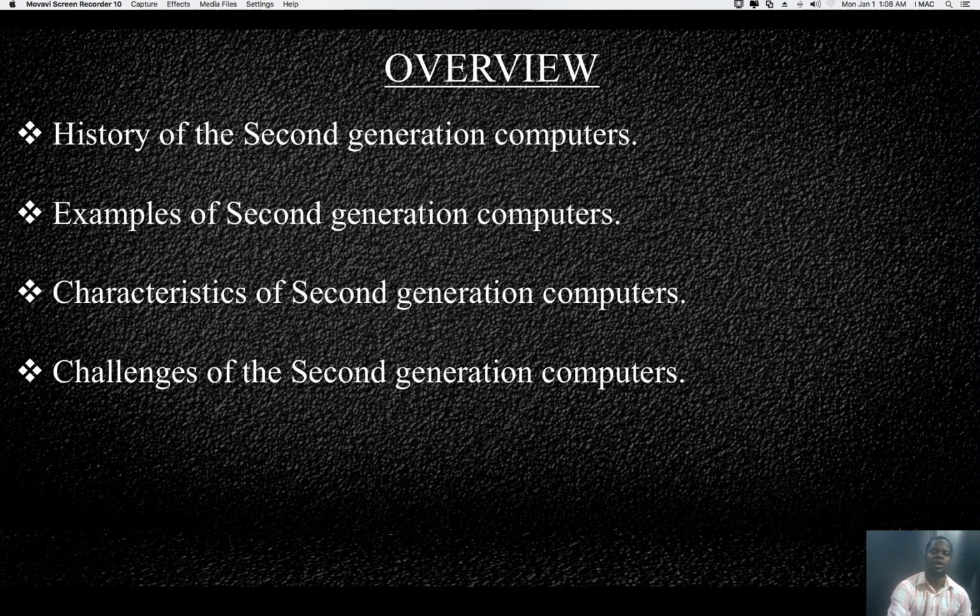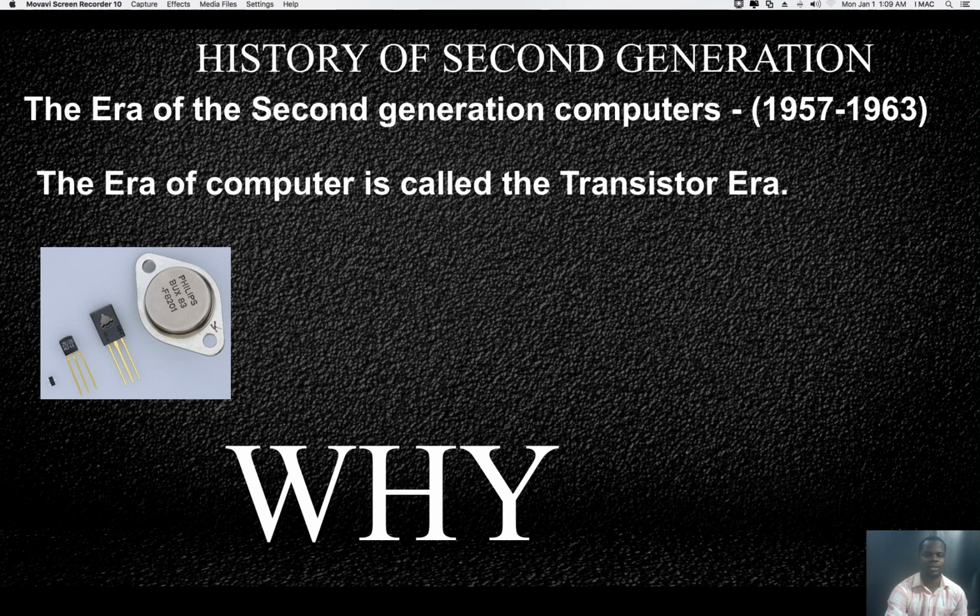Okay, so overview. What are we going to talk about in this second generation computer? History. We want to talk about some of the examples and the characteristics of it, and then some of the challenges involved in the second generation computers. So today, let's come to the history. The era of these second generation computers began 1957 through 1963, and this era is called the transistor era.